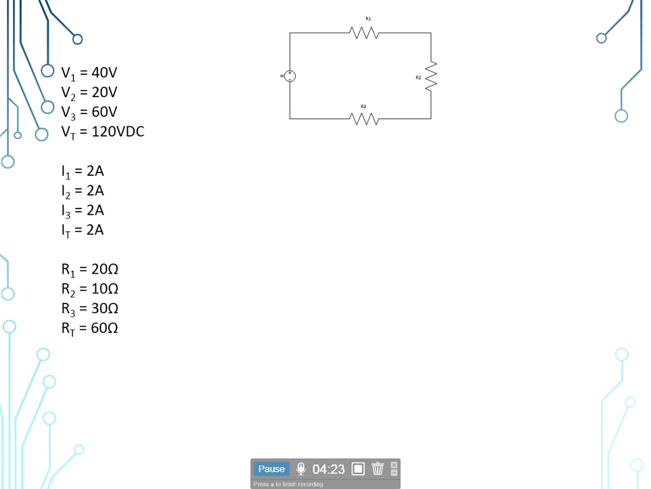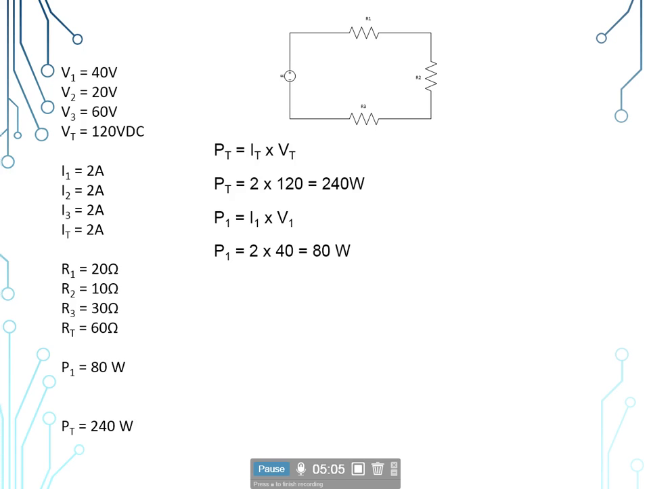Now we need to find the total power and the power dissipated by each individual component in the circuit. Our power formula is P sub t is equal to I sub t times V sub t. So we're going to take our total current of 2 amps, multiply it by our 120 volts applied voltage, and that'll give us 240 watts for this entire circuit. Now we'll do the power dissipated by the individual components. P sub 1 is equal to I sub 1 times V sub 1. So I sub 1 of 2 amps times our 40 volt drop, giving us 80 watts for our first load.